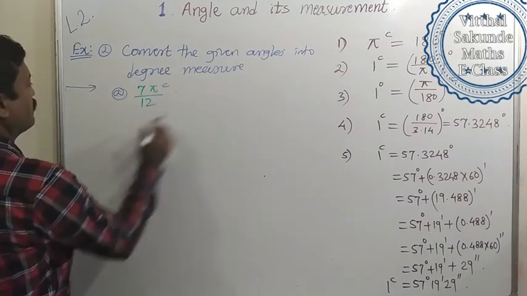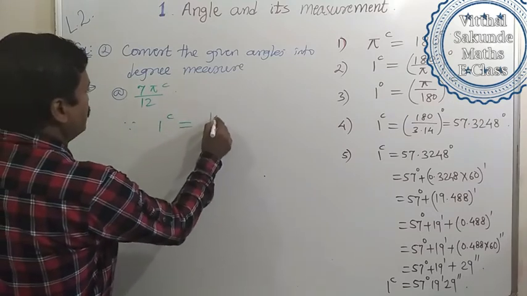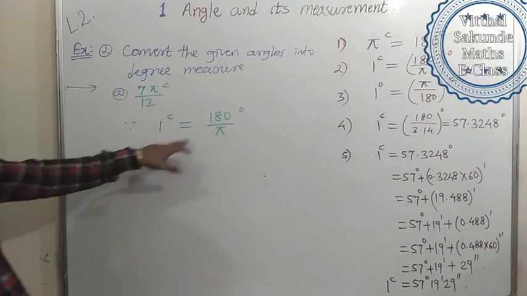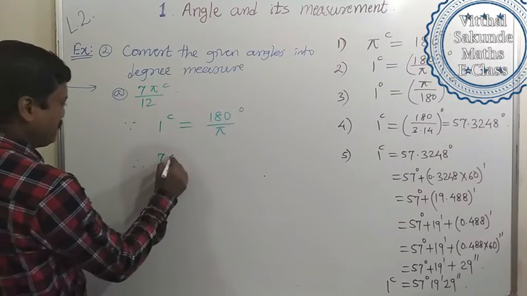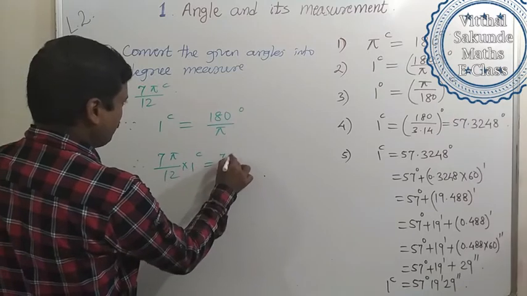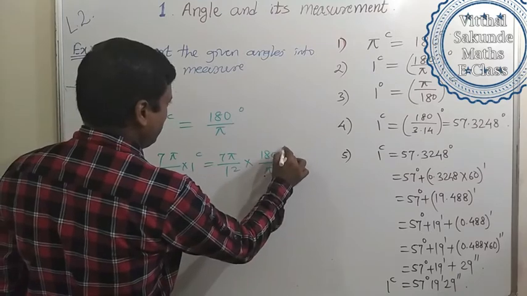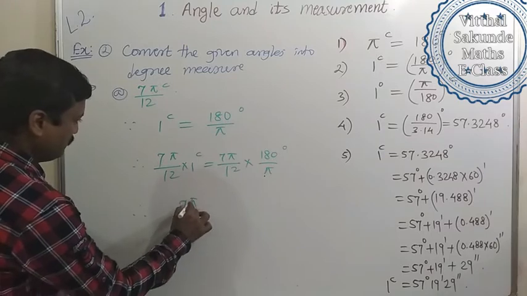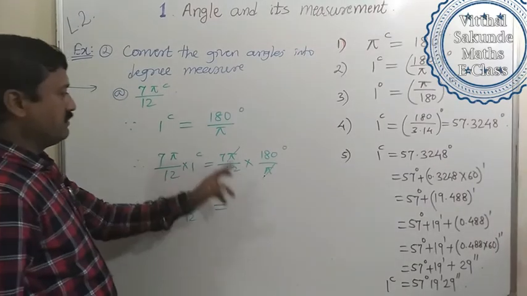Since 1 radian is equal to 180 upon pi degree, multiply this by 7 pi by 12. Therefore 7 pi by 12 into 1 radian is equal to 7 pi by 12 into 180 upon pi degree. So we get here 7 pi by 12 radian is equal. Now this pi will get cancelled, and 7 by 12 into 180.